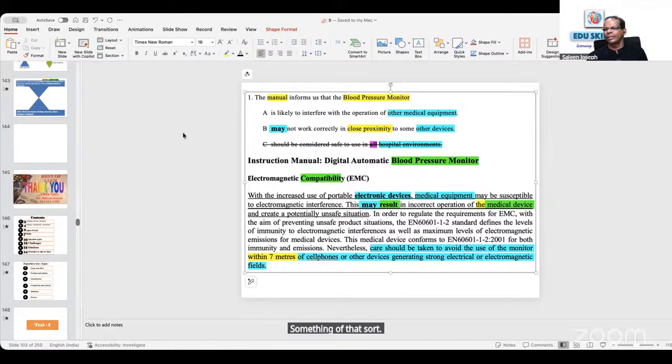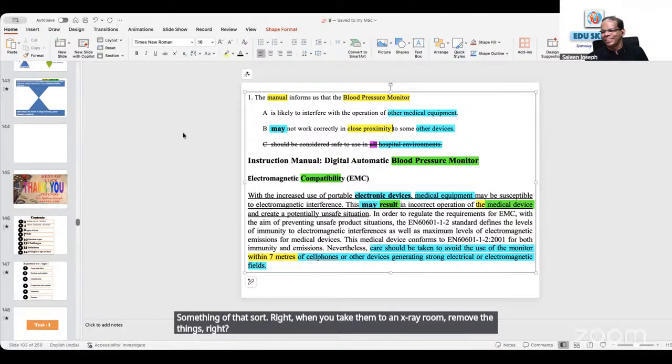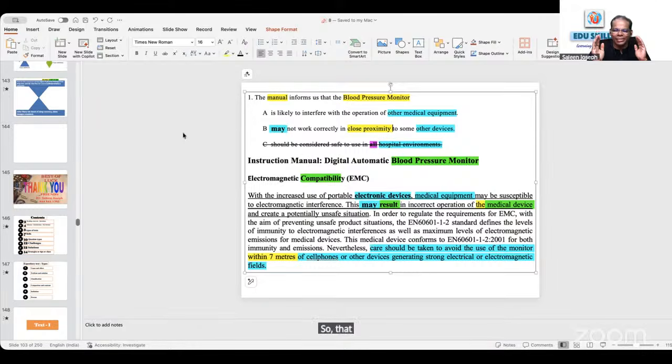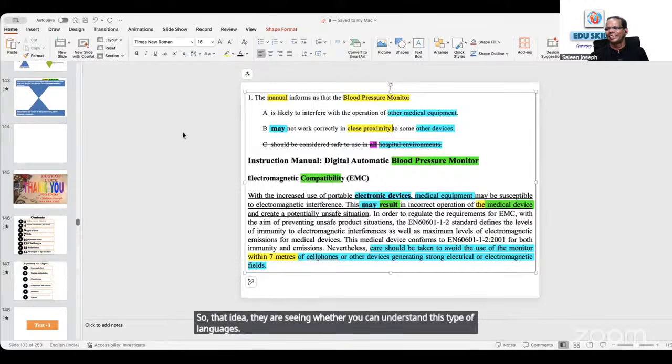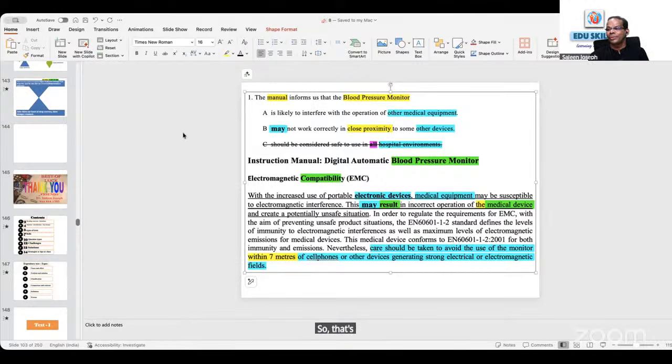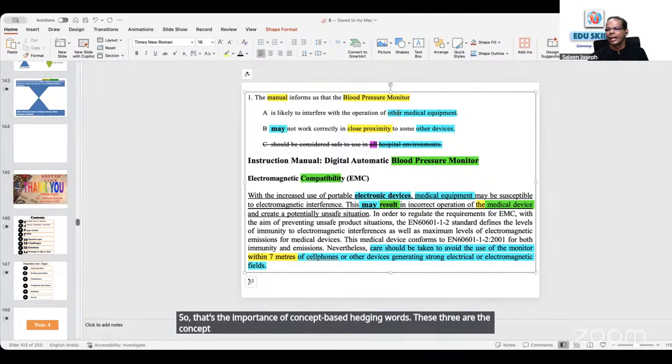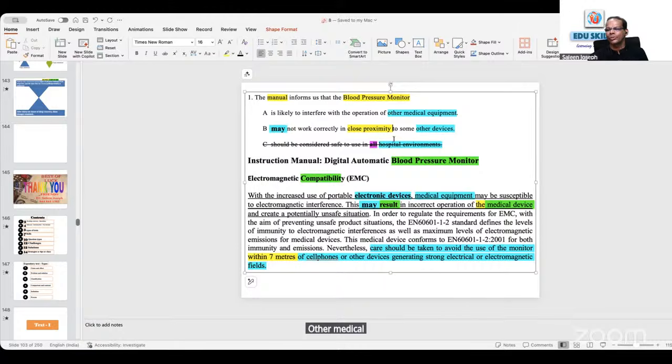Right. When you take them to an X-ray room, remove the things, right? So that idea, they are seeing whether you can understand these types of languages. So that's the importance of concept-based hedging words. These three are the concept-based hedging words: other medical equipment, other devices, hospital environments, and in the question stem, blood pressure monitor.